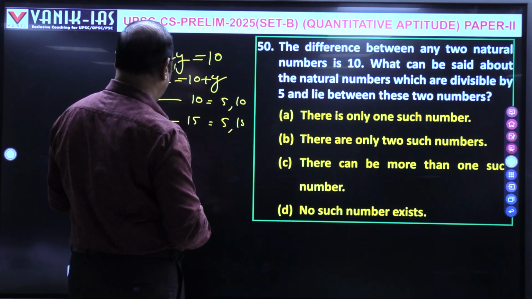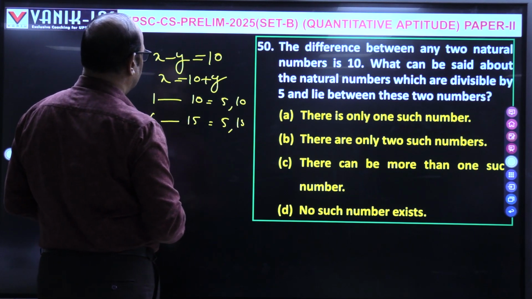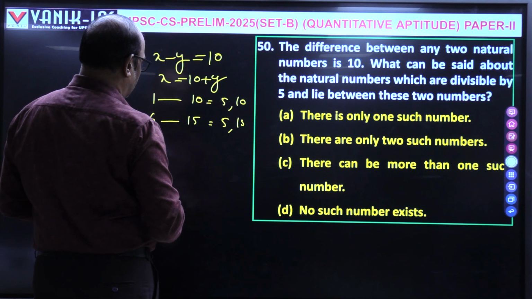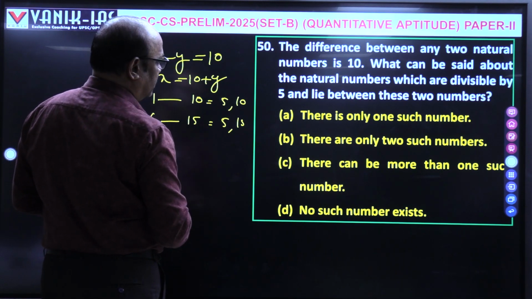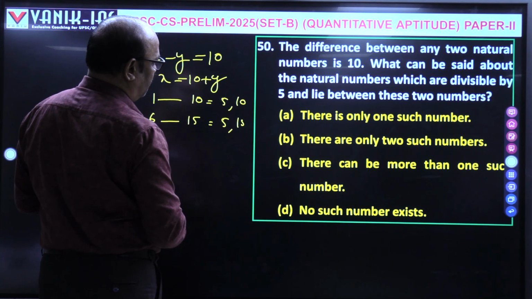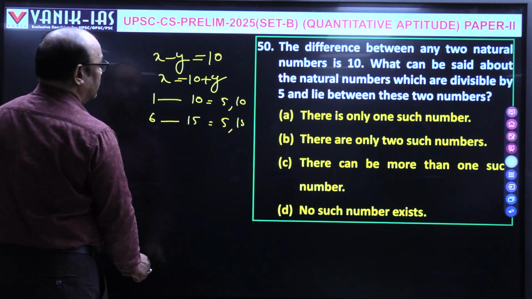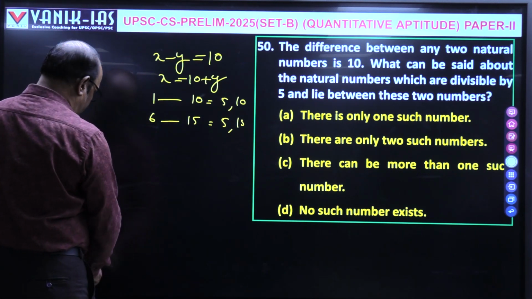1 to 10, 5 and 10. So how many numbers are divisible by 5, that is the question. What can be said about the natural numbers which are divisible by 5 and lie between these two numbers? Oh, it is not possible there. It is given the difference is 10.